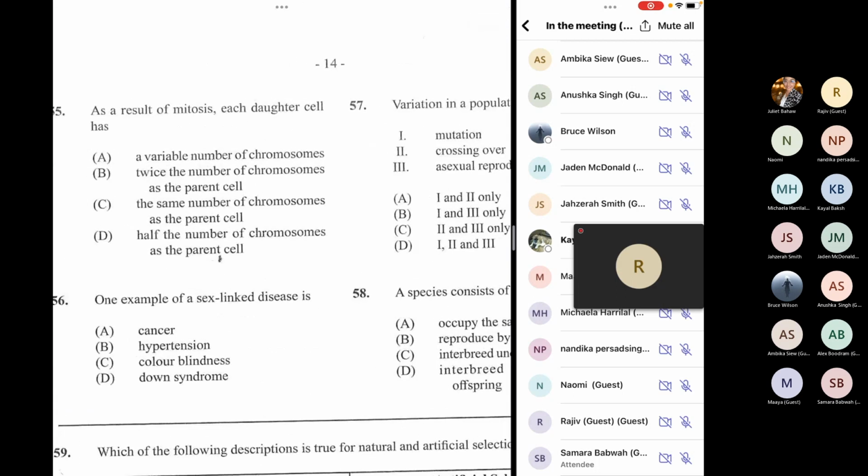All right, 55. As a result of mitosis, each daughter cell has C, the same number of chromosomes as the parent. Remember with mitosis, identical cells are forming from the parent, identical daughter cells. So it'll be the same number of chromosomes as the parent cell. They also refer to mitosis as cloning.